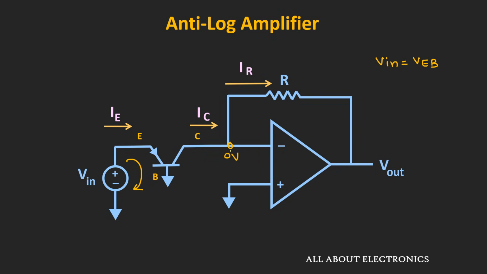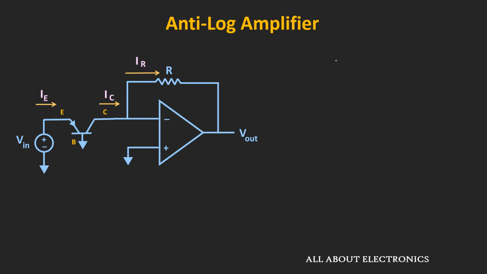And now if we apply the KCL at this node, then we can say that this current IC will be equal to the current IR, that is equal to minus Vout divided by this resistor R, or simply we can say that the output voltage Vout will be equal to minus R times this collector current IC. Now earlier, as we have seen, this collector current can be given by the expression Is times e to the power VEB divided by Vt, and as we have just seen, the output voltage Vout will be equal to minus R times this collector current IC.